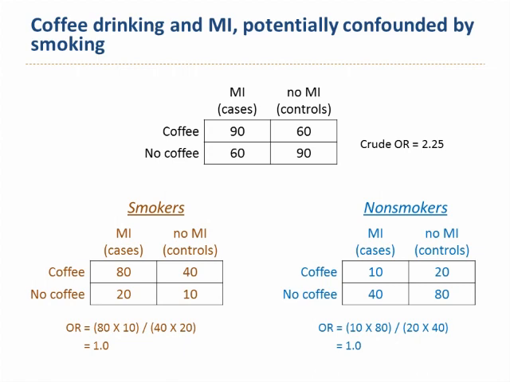stratum-specific analyses, where we separate smokers from non-smokers, we can conduct two separate odds ratio calculations, first among smokers and then among non-smokers. We see in both cases that we have an odds ratio of 1, indicating no association between coffee drinking and MI status in either smokers or non-smokers. These are what are called the stratum-specific odds ratios. And we see that there's a considerable difference between the stratum-specific odds ratios and the crude value, indicating that there is a confounding of this association by smoking status.